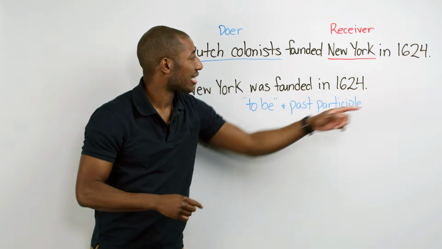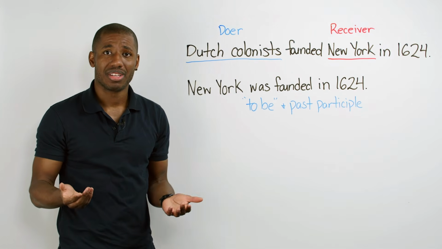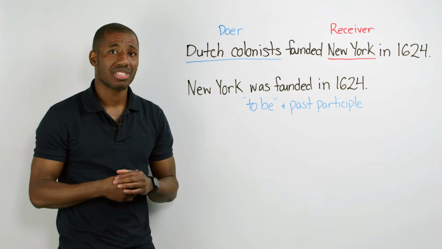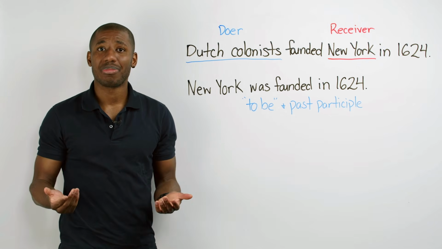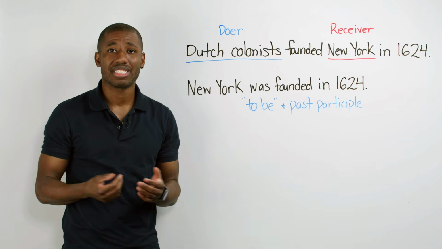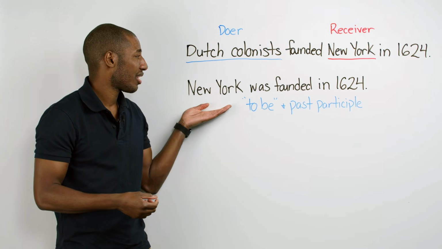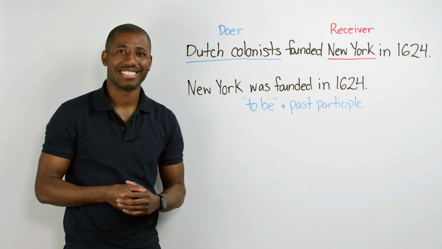By the Dutch colonists. We don't mention the Dutch colonists here, which is our doer. Why don't we mention the doer? As I mentioned in previous videos, sometimes when you write sentences in the passive voice, you leave out the doer because the information is unnecessary. Also, we're focusing on New York. So again, there's no reason to mention the Dutch colonists here.